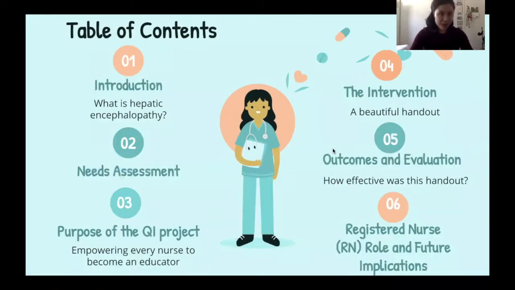Here is the table of contents, what we'll be going over today. So first, I will talk about what is hepatic encephalopathy. Then I'll be talking about the needs assessment. How did I come up with this project for my unit? Then the purpose of the QI project, which is to empower every nurse to become an educator. The intervention, which is a beautiful handout I made myself. Outcomes and evaluation. So how effective was this handout in increasing nurse teaching about hepatic encephalopathy? And finally, we'll end with the RN role and future implications for future studies.